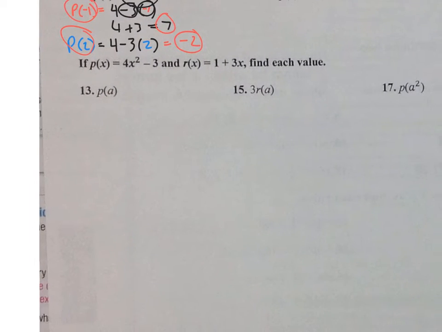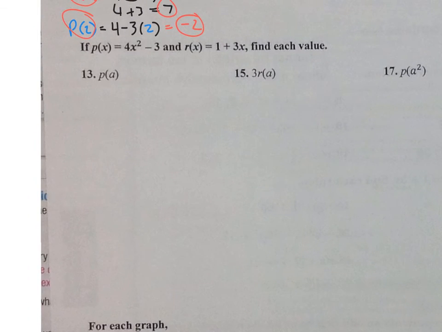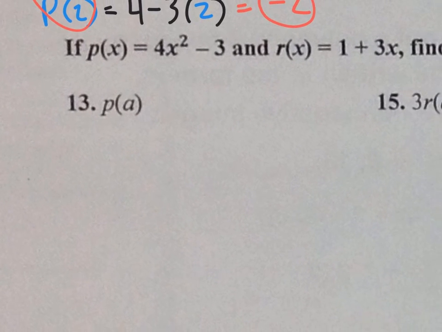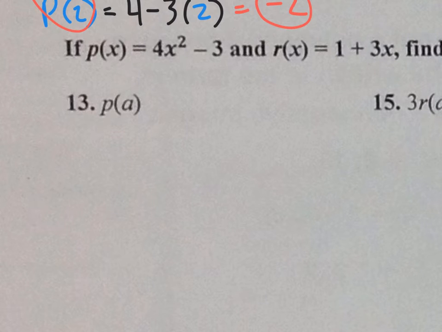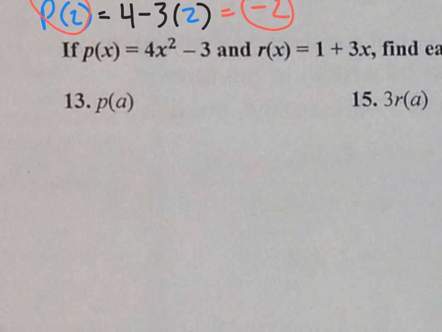Now 13, 15, 17, those are more fun because you actually have to do operations and they ask you to plug in not numbers but actual variables. 13's cake. It's like an easy question. So it's this simple. Are we using the P function or the R function? P, obviously, because there's a P right there, right?